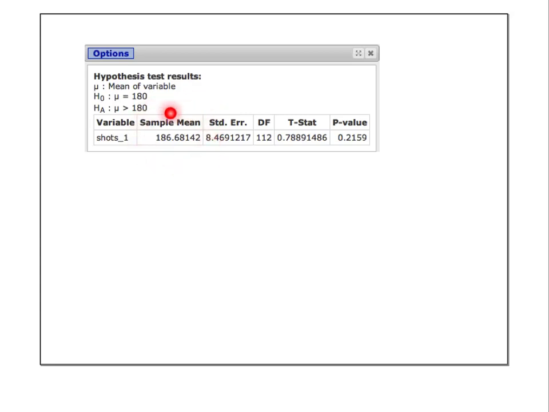And so what I have here is the sample mean for all 113 students. It tells me the degrees of freedom is 112 because it's n minus 1. It's done the sample standard deviation over square root of n. It's calculated out the t for me and given me a p-value. And obviously with the p-value this high, we would fail to reject the null. And we would not have evidence that the average number of shots per game is over 180.